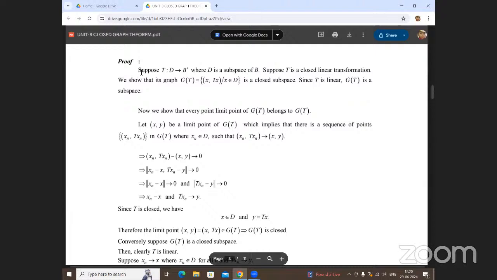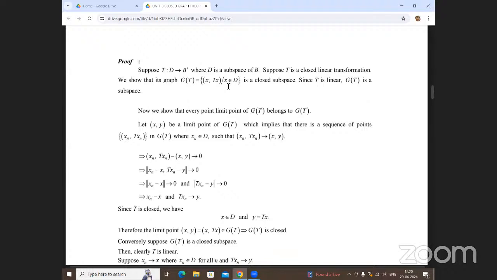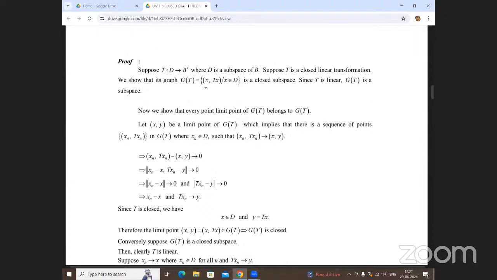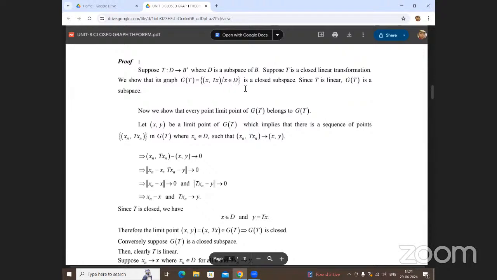Okay, students, a very simple proof. Suppose T from D to B dash is given, D is a subspace of B, and T is a closed linear transformation. We shall show that the graph is a closed subspace. The graph definition is G of T equal to the set of ordered pairs x and Tx, where x belongs to capital D.